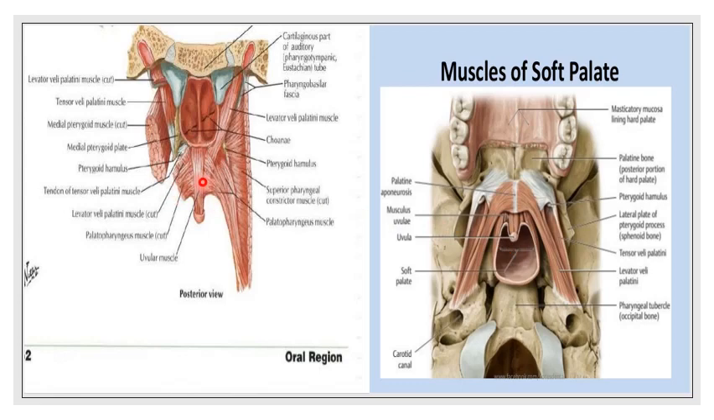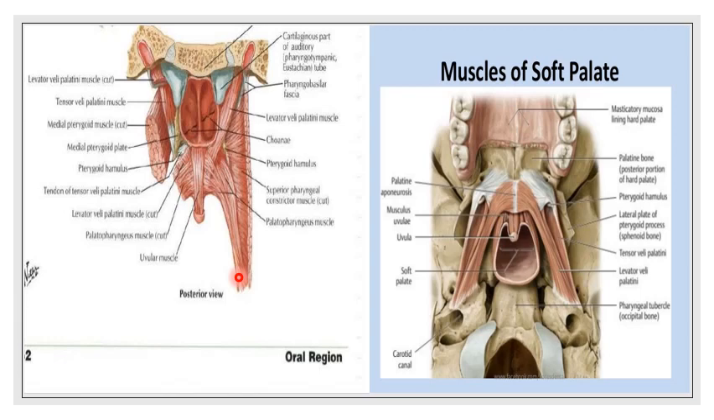Now in this diagram, this is the posterior view showing the muscles of the soft palate. This one is the nasal cavity, and then the tensor veli palatini muscle, then levator veli palatini muscle. This is the musculus uvulae, and this one is the palatopharyngeus muscle, which arises from the palatine aponeurosis and inserts on the lateral wall of the pharynx.